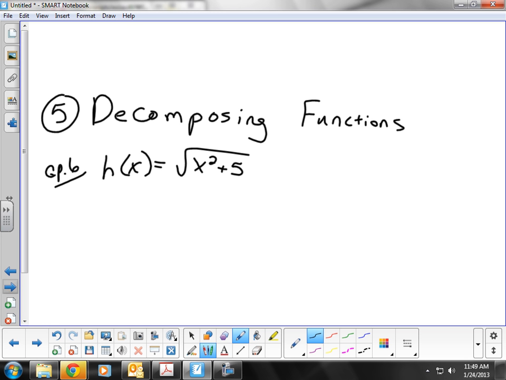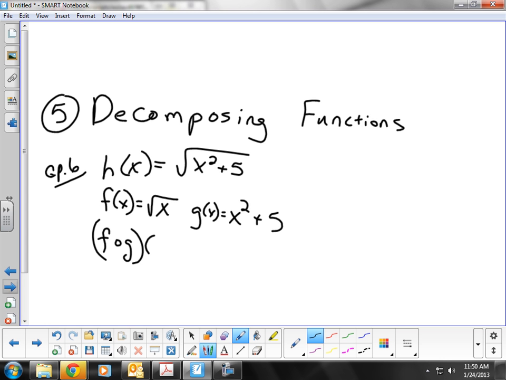If you'll notice, I've got the square root of something, right? So if I let one function be the square root of x, and what I replaced x with was x squared plus 5, so if I have f of x is the square root of x, and g of x is x squared plus 5, then f composed g of x would be equal to h of x. Do you get that? Because I took the g of x, and I stuck it in for the x in the f of x, and that's what gave me h of x.